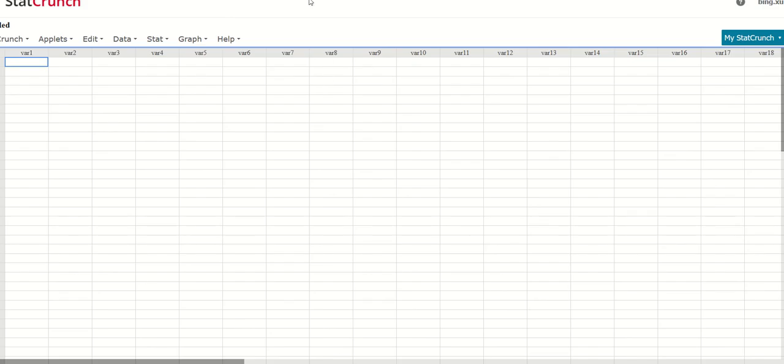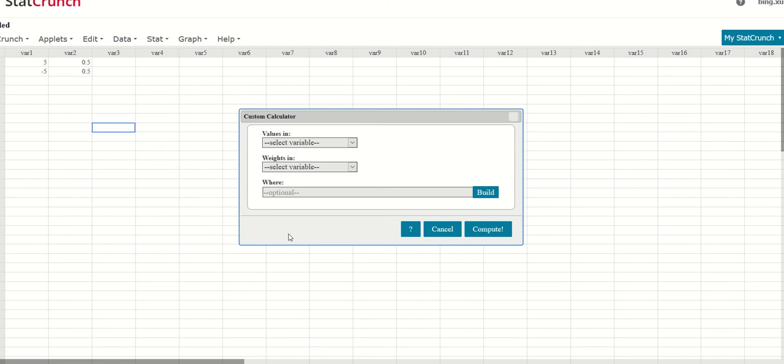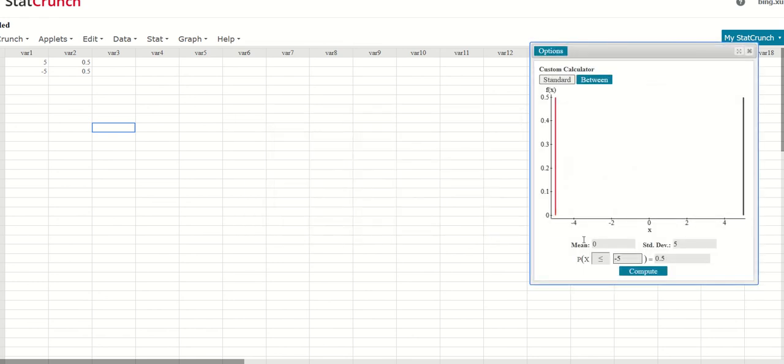We can also use StatCrunch to go through this procedure. First you can input all the values like this. Now we will go to Stat, Calculators, Custom, values in variable 1, weights in variable 2. You have probably noticed it's the same procedure for finding the weighted mean. Okay, you can find here that the mean is 0 and the standard deviation is 5. So we get the same result as we did by hand.